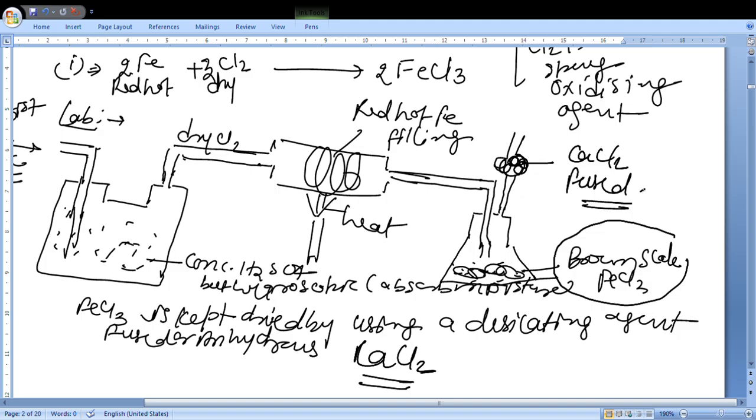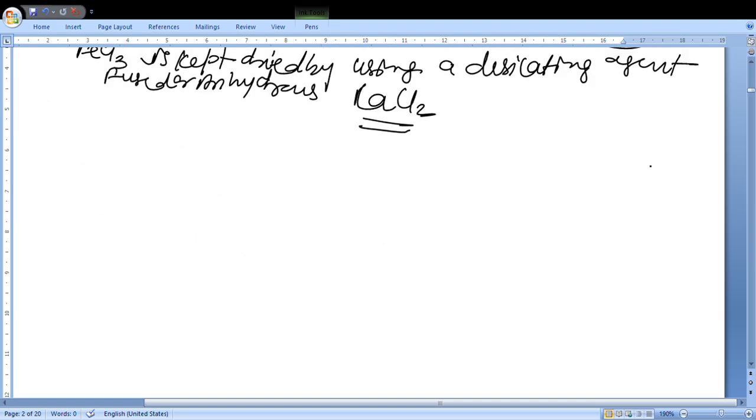But these are deliquescent substances. FeCl3 is deliquescent, that is, it absorbs moisture and forms a solution. So to keep it dry, we will have to use anhydrous or fused CaCl2 so that it may desiccate the FeCl3 formed, isn't it? Now this was the direct combination method, or synthesis.